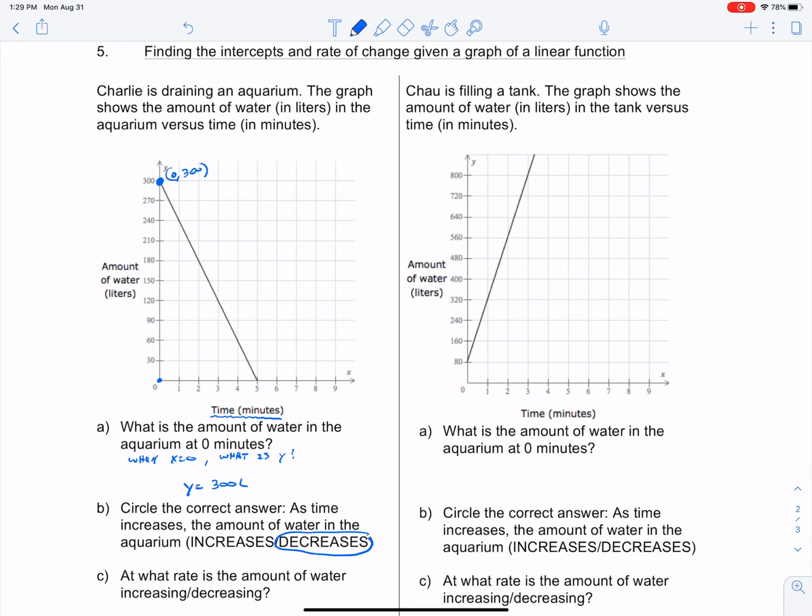So as I'm going to the right here, say I just go right here, it's going down. So time is increasing from 3, and now it's going down.